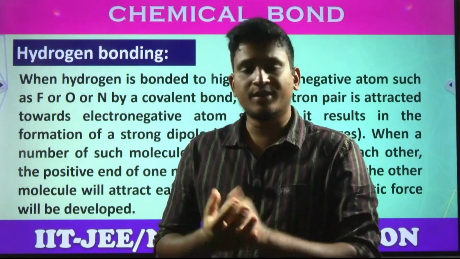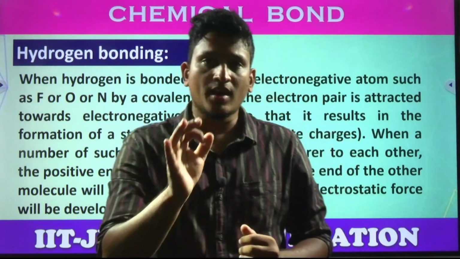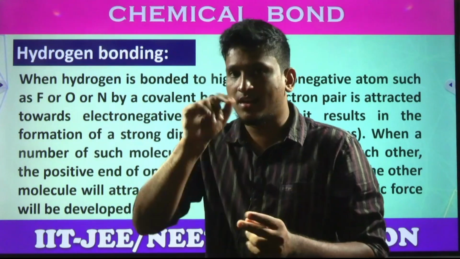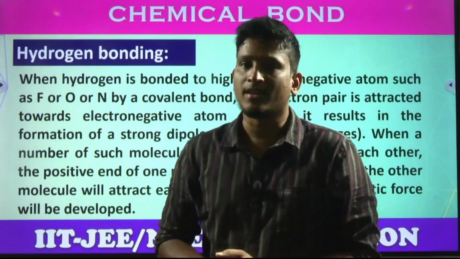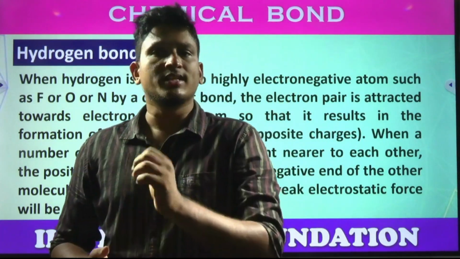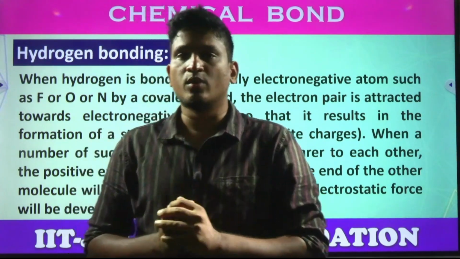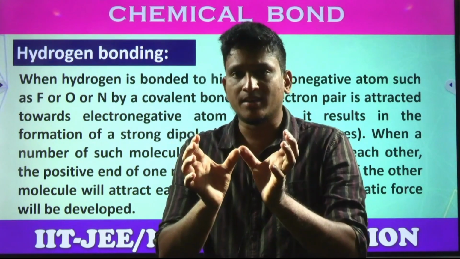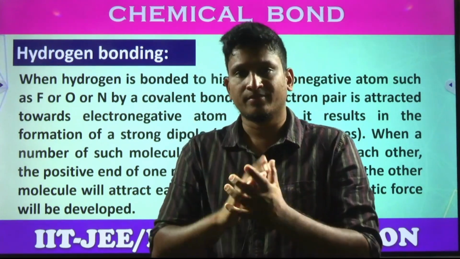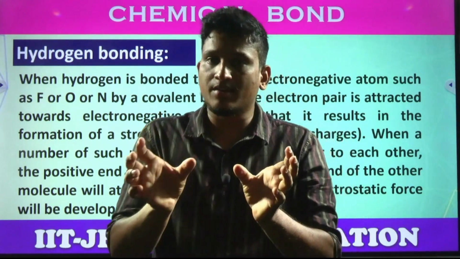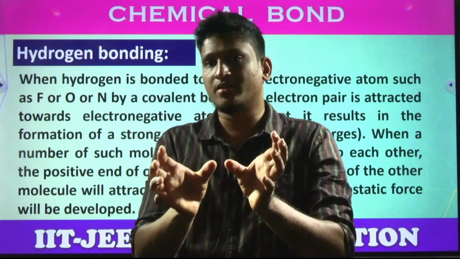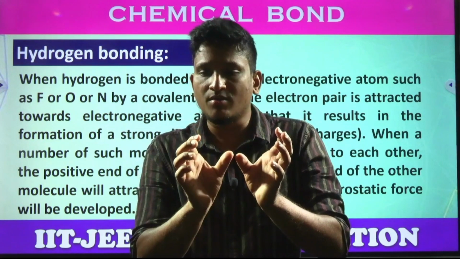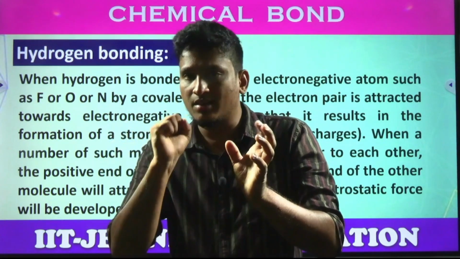In the last video we discussed polar covalent bonds. Yes or no, students? So what is a polar covalent bond? There is a relation between the polar covalent bond and the hydrogen bond. Why? Because in a polar covalent bond, students, there is a difference between the combining elements in terms of electronegativity. That means if a highly electronegative element combines with a less electronegative element, then what happens to the electron cloud, students? The electron cloud shifts more towards the electronegative element, right?